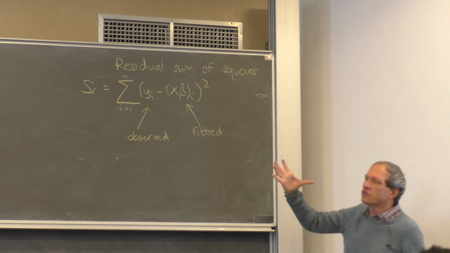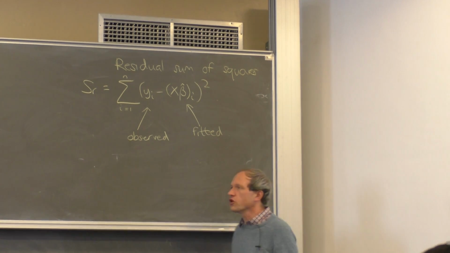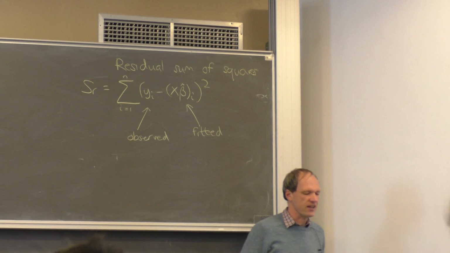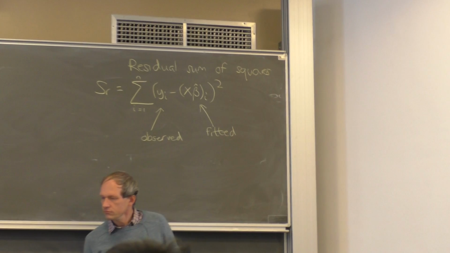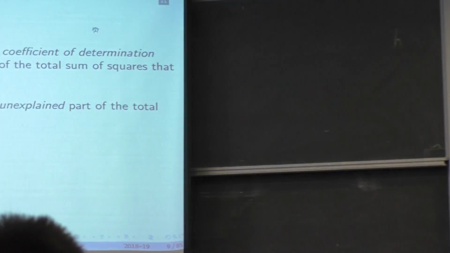So that's why you can think of it in this way, as being the proportion of the total sum of squares that is explained by the model. Okay, and then the residual sum of squares itself is the unexplained part.